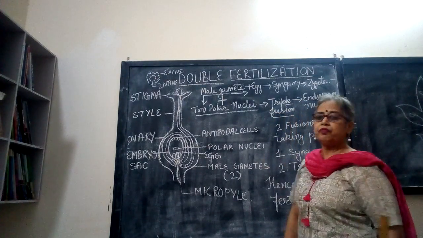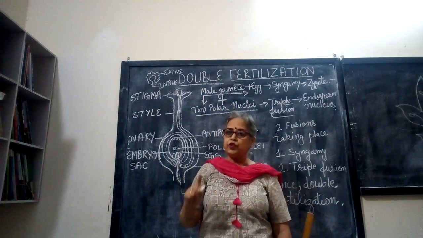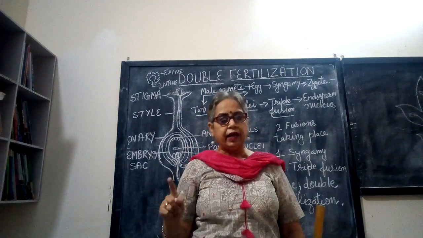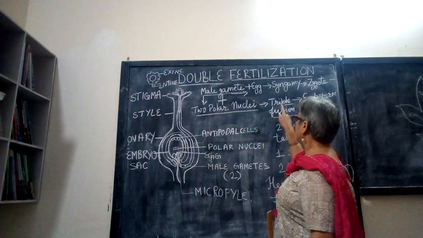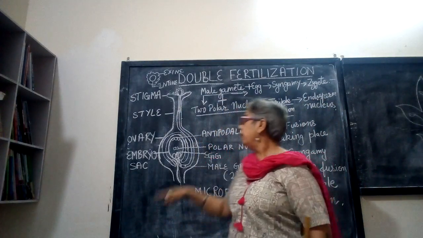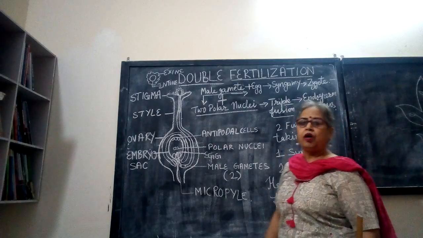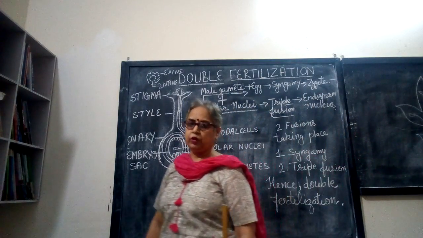Okay. So you have to remember 2 terms. One is syngamy, that is fusion of male gamete with egg nucleus. Other is triple fusion, that is fusion of 2 polar nuclei with 1 male gamete, leading to the formation of endosperm nucleus.